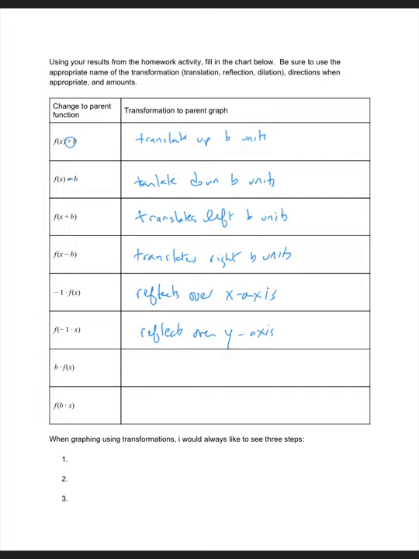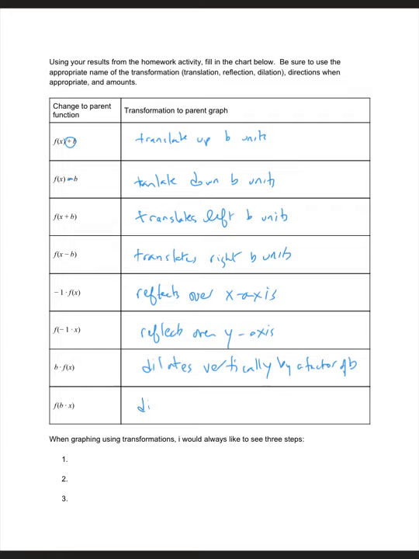Now, multiplying by b on the outside is like multiplying all the y values by a number. So that's going to take all the y values and stretch them if the number is bigger than 1, or shrink them if the number is between 0 and 1. So when you multiply by a b, that's a dilation. And it dilates the y's, so it dilates up and down vertically, by a factor of b. And we're going to talk about what that looks like in the next screen.